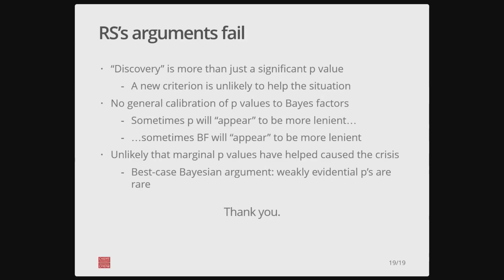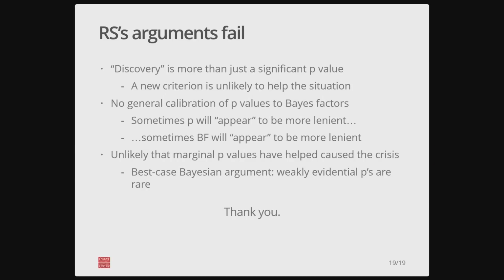So, just to summarize, I think that the arguments for redefining statistical significance fail. This doesn't mean that we shouldn't think about more stringent p-values, but I think that their arguments are not good ones for it. A new criterion is unlikely to help the situation. There's no general calibration of p-values to Bayes factors. Sometimes the p-value will appear to be more lenient than a Bayes factor, and sometimes the Bayes factor will appear to be more lenient, as I showed you.